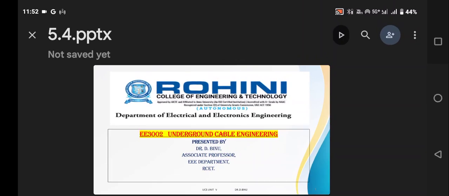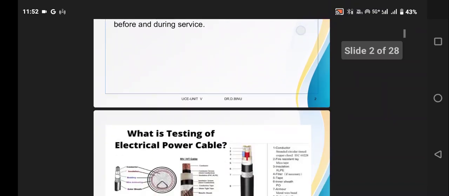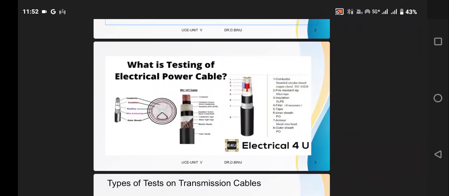I'm Dr. Vinu. In underground cable engineering, the fourth topic in the fifth unit is testing of transmission cable systems. Testing ensures that high voltage as well as extra high voltage cables are safe, reliable, and free from defects before and during service. What is the meaning of testing of electrical power cables?